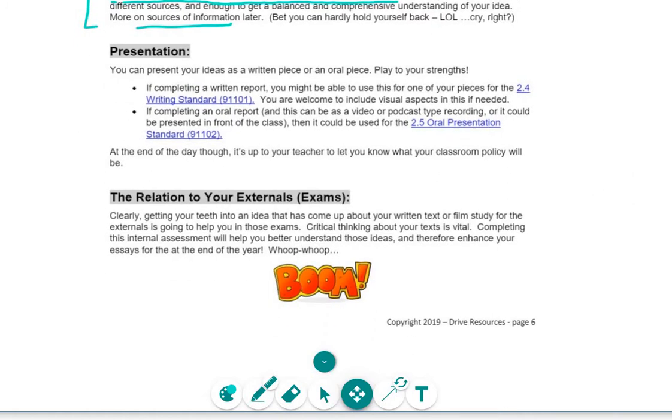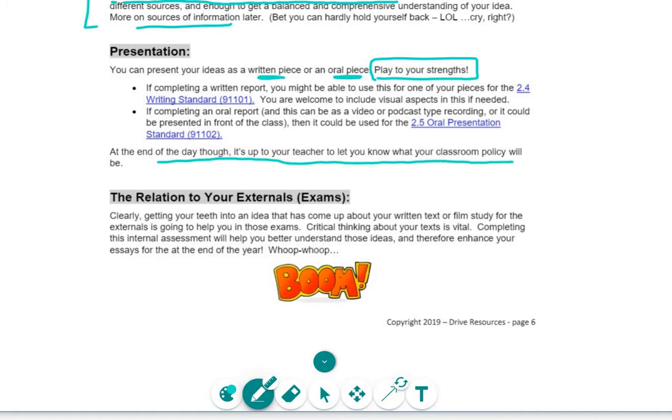Okay, presentation. You can present your ideas as a written piece or an oral piece. Make sure you play to your strengths. It is going to depend on, as it says down here, at the end of the day, though, it's up to your teacher to let you know what your classroom policy will be. A lot of that is often to do with the logistics, but you'll have to discuss with the teacher. But you are actually allowed to use your written report to go towards the 2.4 standard, which is one of your writing pieces. Remember, you've got 2 pieces for that. This could be one of them.